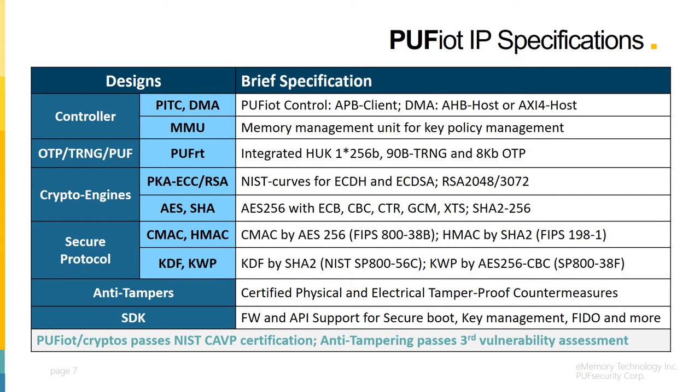The cryptography in PUFiot has public key accelerators and block ciphers of AES and SHA-2. Therefore, PUFiot can support private and public key generation, key exchange of ECDH, and authentication of ECDSA, following NIST curves. Of course, symmetric authentication of CMAC or HMAC is included. PUFiot also supports NIST standard key derivation function and key wrapping function.